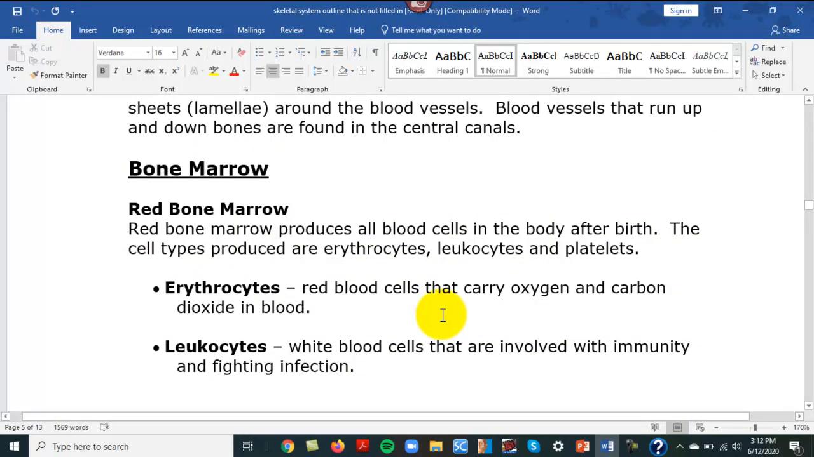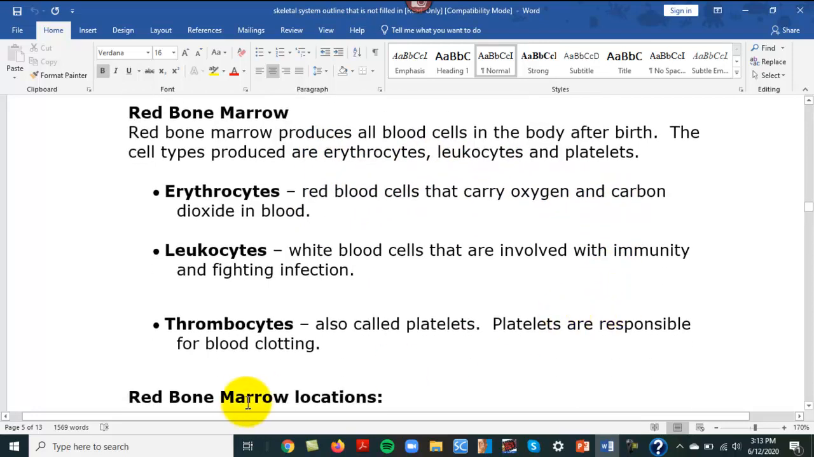Bone marrow. Now I have a slide for this. Red bone marrow produces all of the blood cells after a person is born. So it produces erythrocytes, leukocytes, and platelets, which are called thrombocytes.